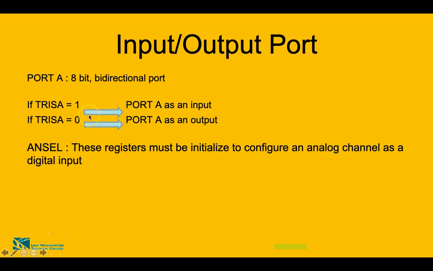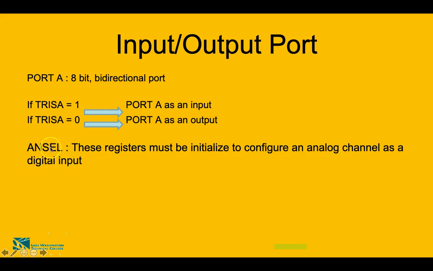But now if you want to make your port A an input, then you'll have to provide 1. You can either provide all the 8 bits as 1 depending upon your program, or you can select a particular bit and provide 1 to that, or set that bit high, and that particular register bit will act as your input. Now to initialize as an input, you use the register ANSEL, and this register must be initialized to configure an analog channel as a digital input. So we will learn how we can use this ANSEL.